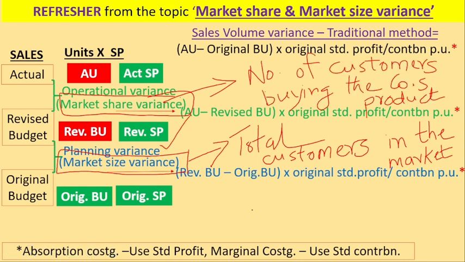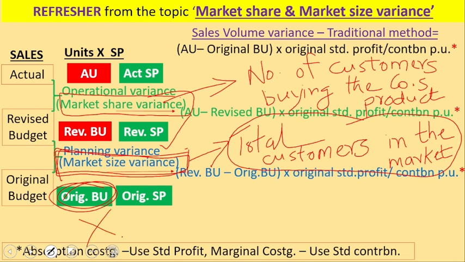Planning variance is because of uncontrollable factors. For example, COVID. Now, when COVID strikes, what happens is the market size reduces, or the total customers that are coming into the market will definitely reduce. So this original budgeted unit will become meaningless. We will have to revise the budgeted units.